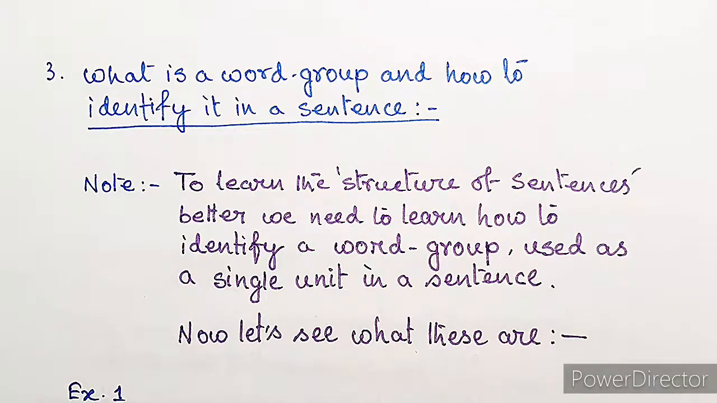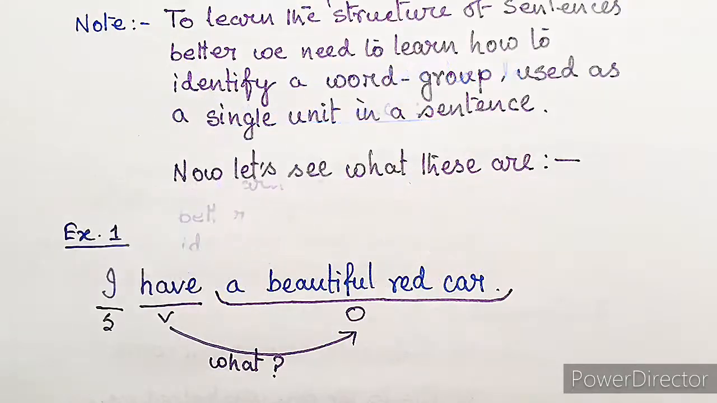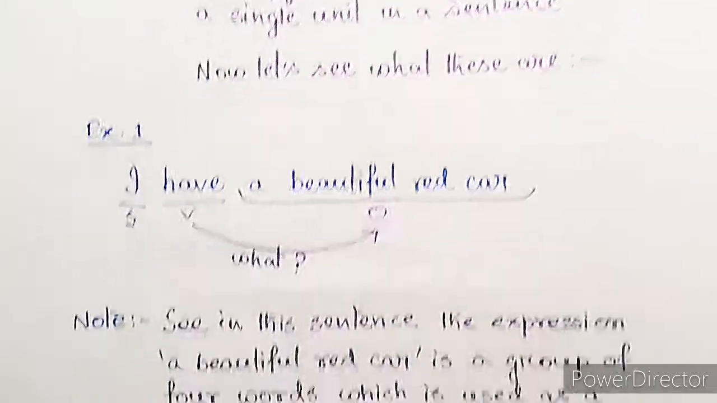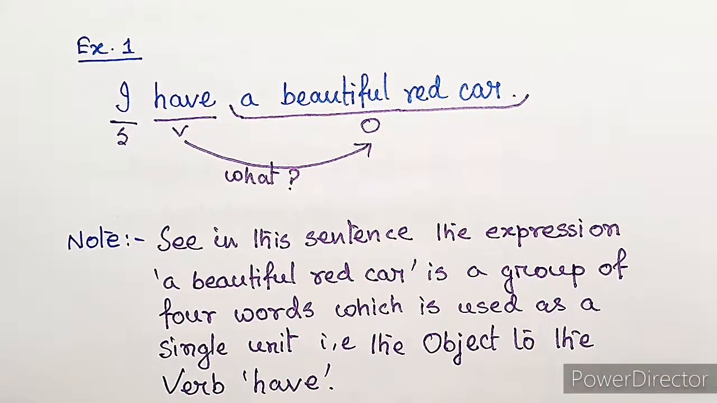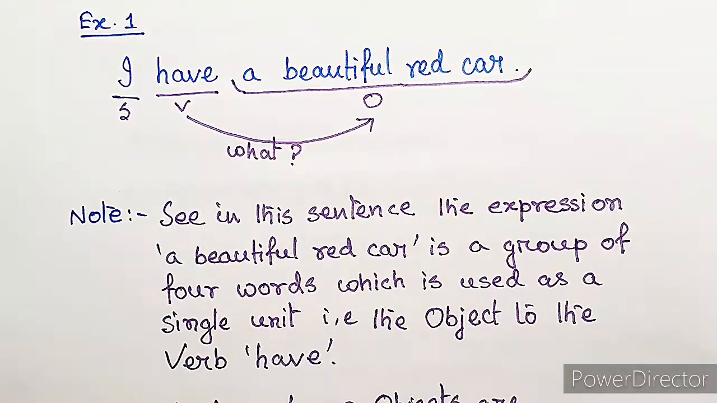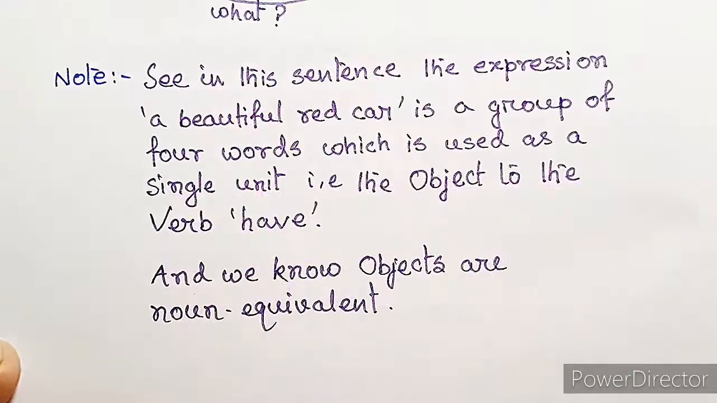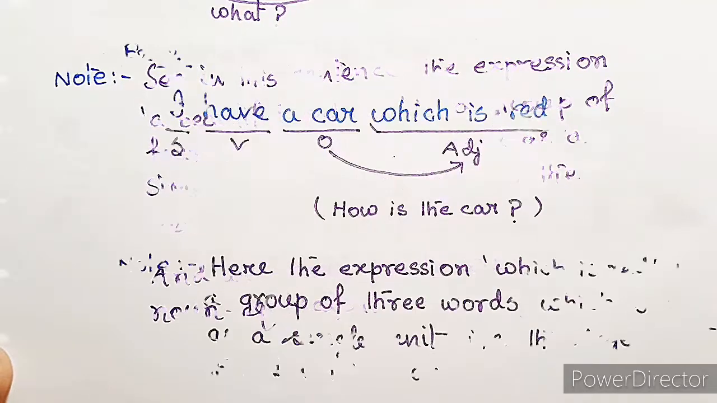Now we are going to see what is a word group and how to identify it in a sentence. Note, to learn the structure of sentences better, we need to learn how to identify a word group used as a single unit in a sentence. Now let's see what these are. Note the example, I have a beautiful red car. See, in this sentence, the expression a beautiful red car is a group of 4 words which is used as a single unit, that is the object to the verb have. And we know that the objects are noun equivalents.